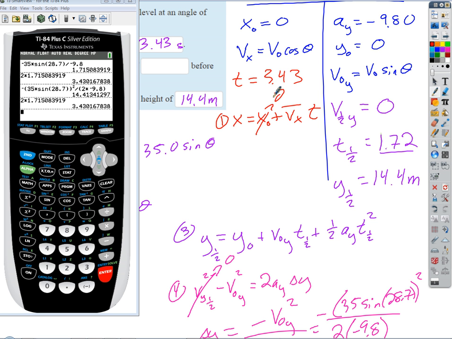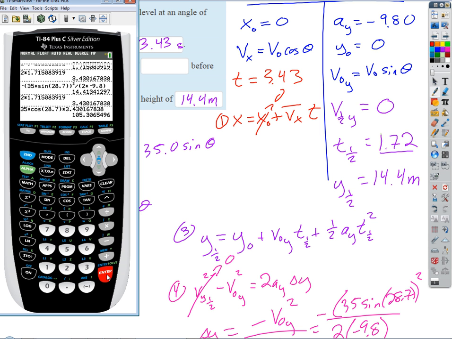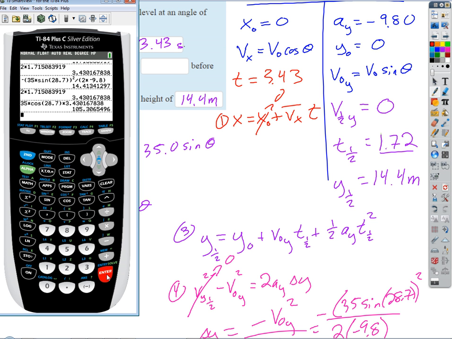That's 35 times cosine, times that, gives us 105.3, but only taking it to 3 places. So this guy's got a heck of a leg. So that's 105 meters.